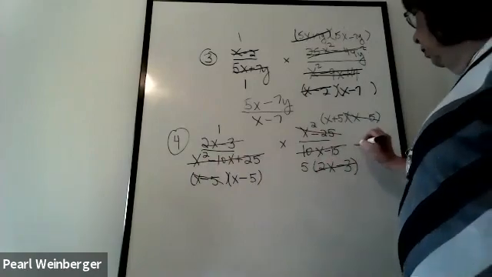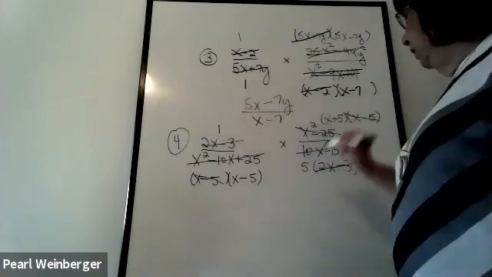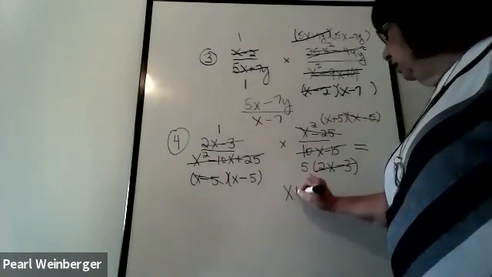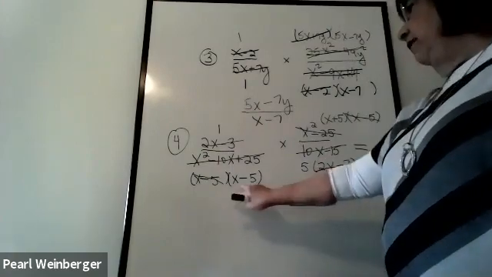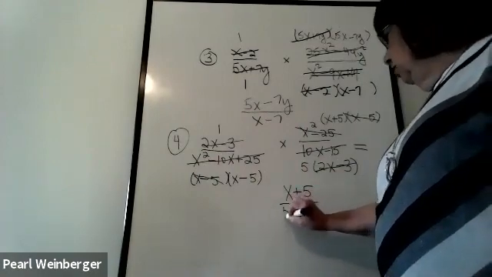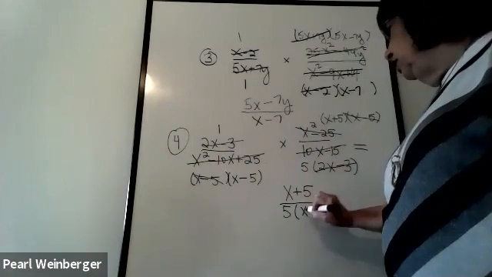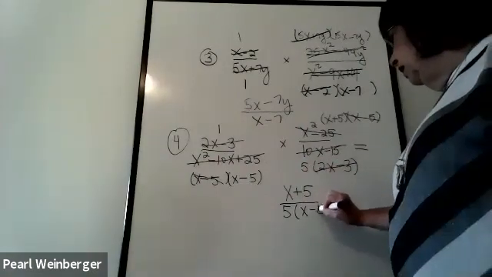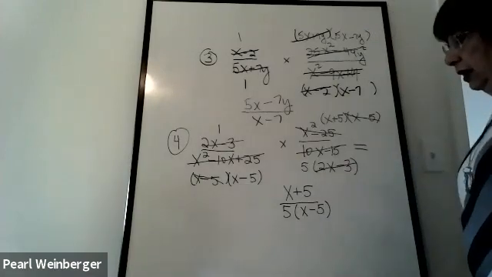Now let's see what we're left with. On the top, I have a 1 and an x plus 5, which just gives me x plus 5. And in the bottom, I have an x minus 5 and a 5. I usually put this single term, the monomial, first. That's usually just the order that we put them in. It doesn't make a difference. You could have put it second. And here would be your answer.